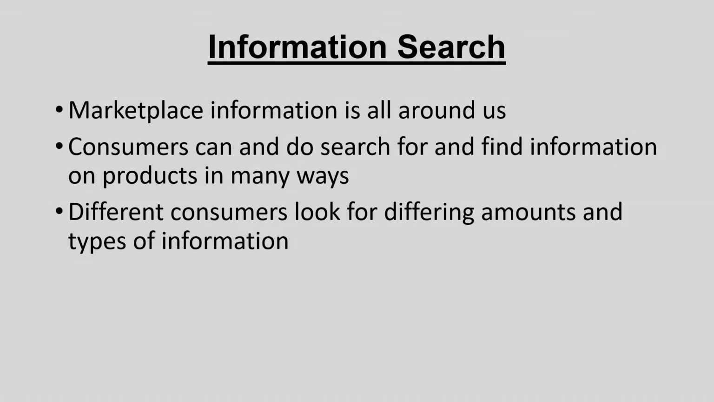Now different consumers look for different amounts and types of information. A marketer has to realize that all consumers are not the same. Different consumers have different abilities, and based on that, they require different kinds of information. For the same product, some consumers are looking for just basic information, and others would be looking for more information.